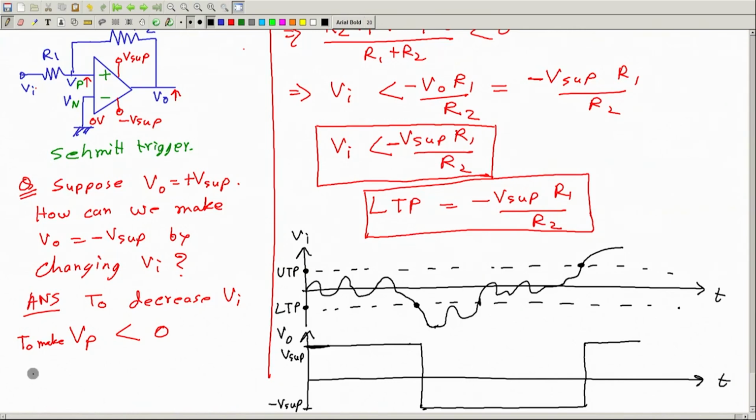Okay. So this is how it works, and this is just like a normal Schmitt trigger. When input decreases, output decreases. If input increases, output increases. So this is not an inverting Schmitt trigger. This is a normal Schmitt trigger, a non-inverting Schmitt trigger.